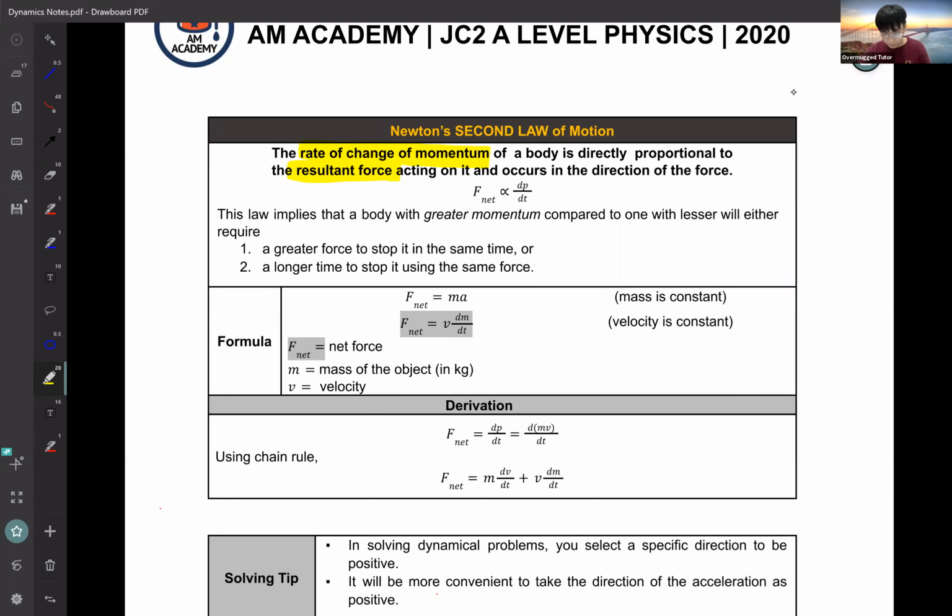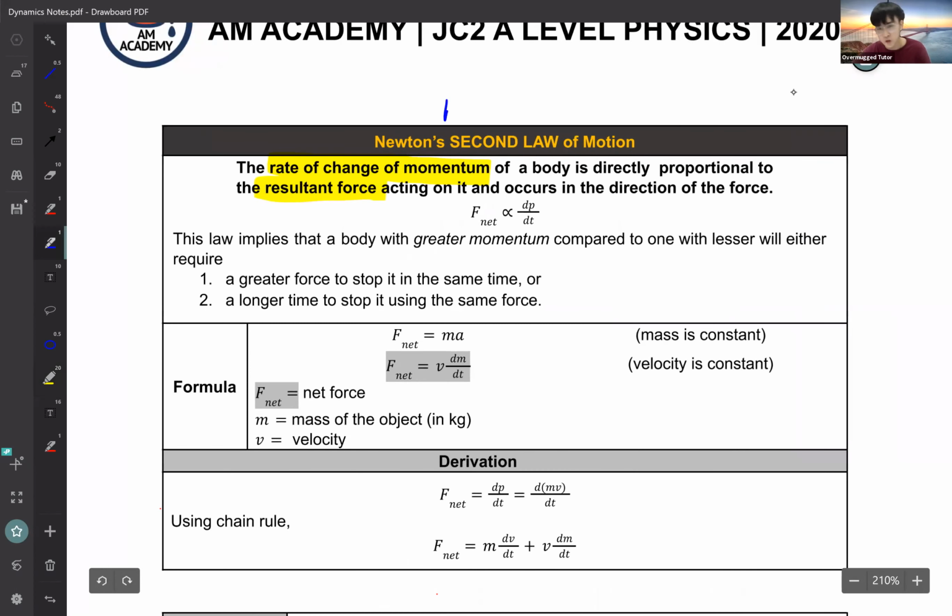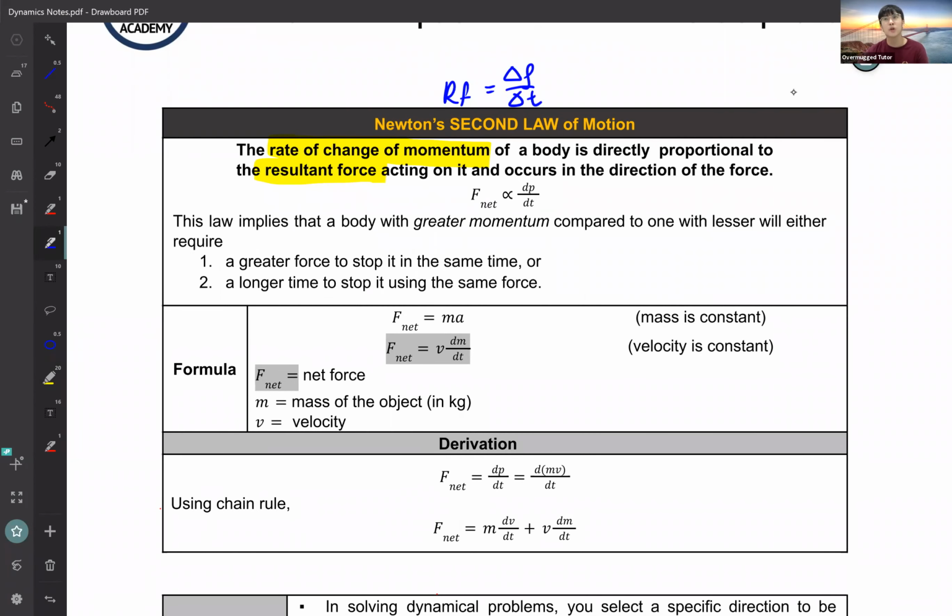If not, you can see basically F net is the same as resultant force. So you can use them interchangeably, they are the same thing. And it is the rate of change of momentum. That's it. And from there, you'll have most of your questions tested on this main concept.